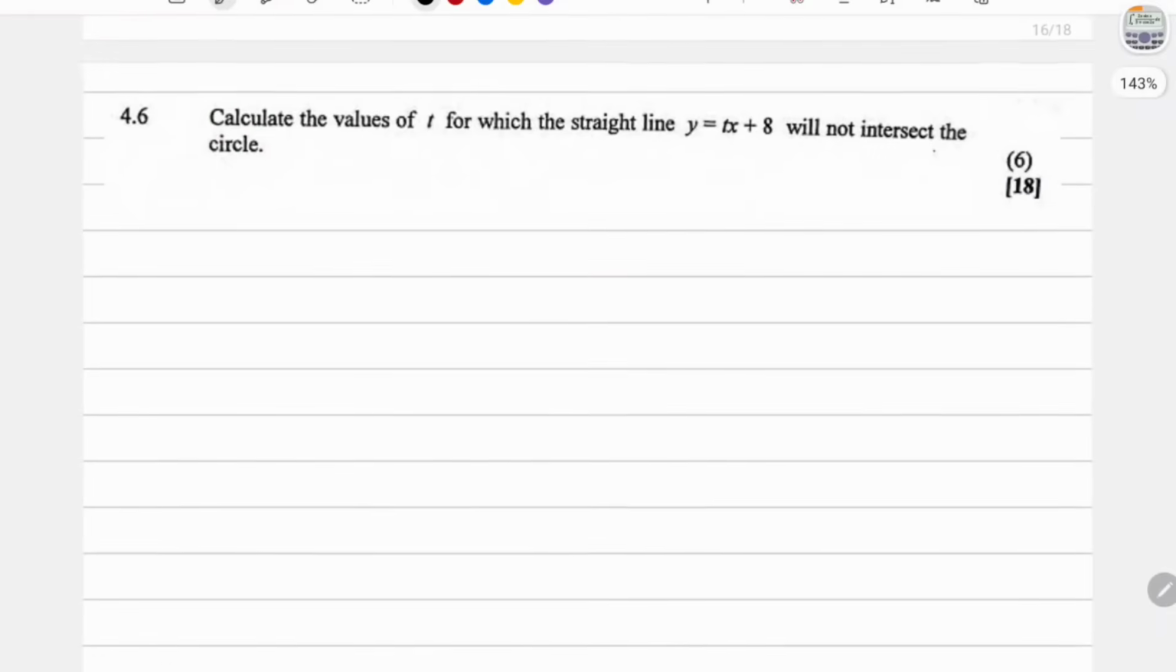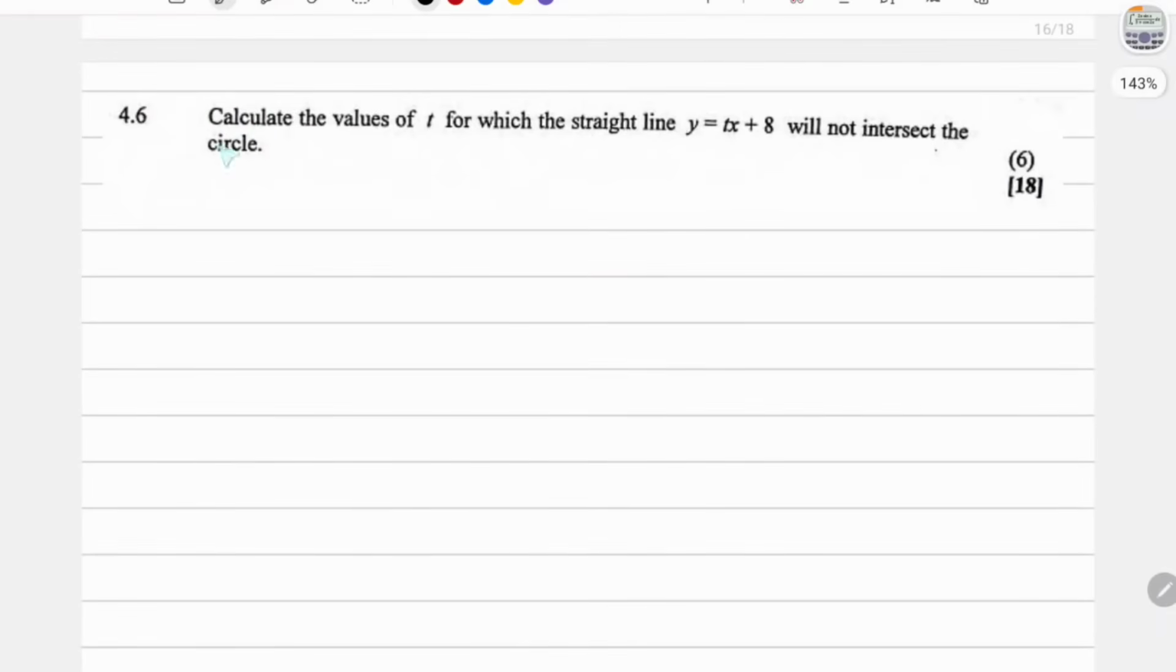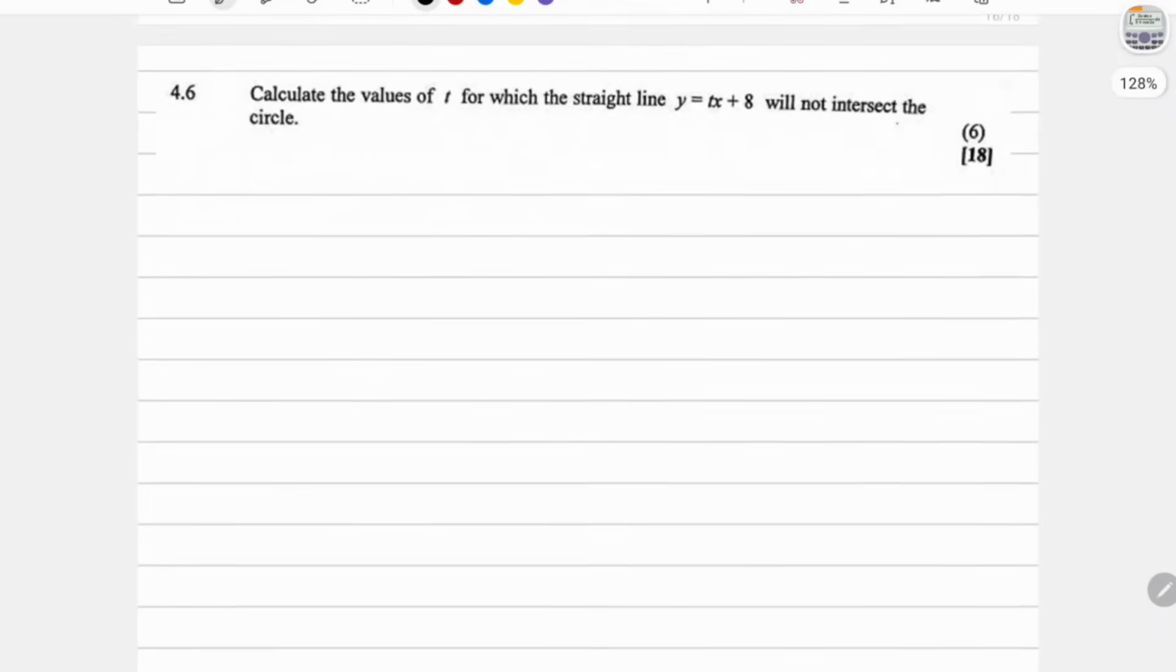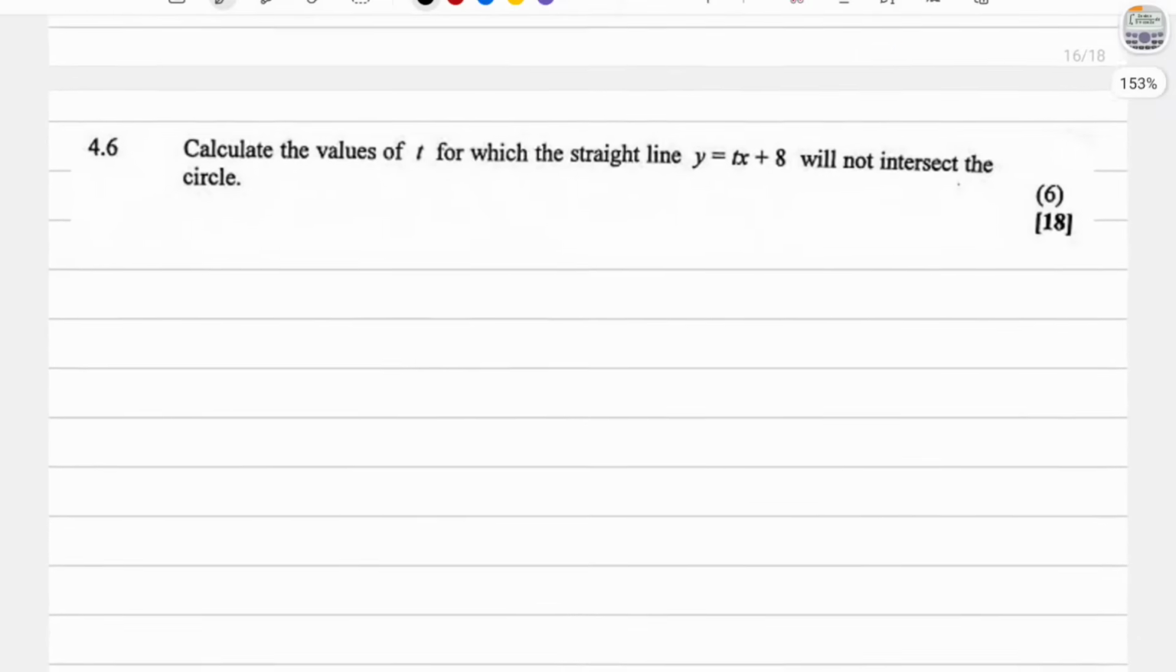Okay, so we're on the last question in question 4, 4.6, which says, calculate the values of t for which the straight line y is equal to tx plus 8 will not intersect the circle. Honestly, it seems like a visual question, so I'm going to bring the diagram down and just look at it quickly.